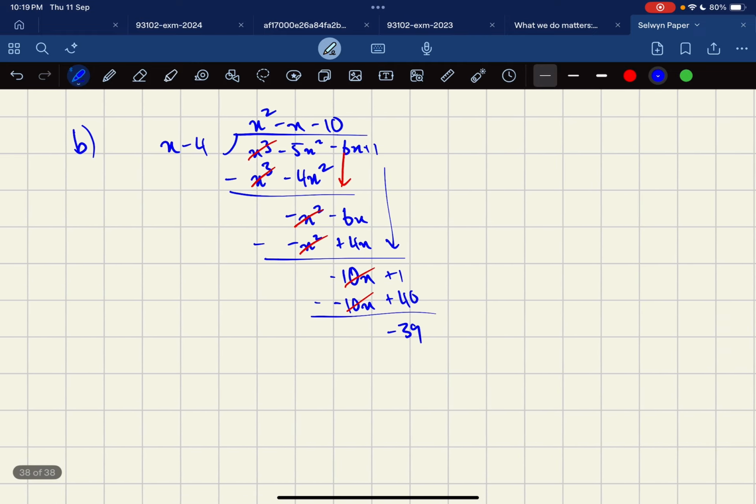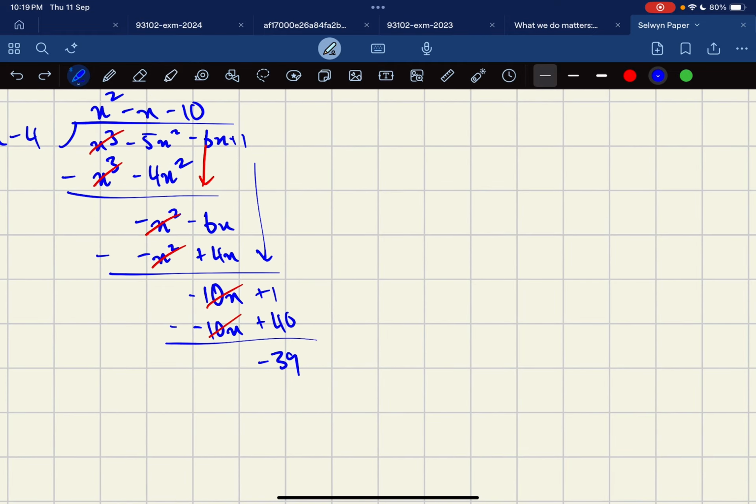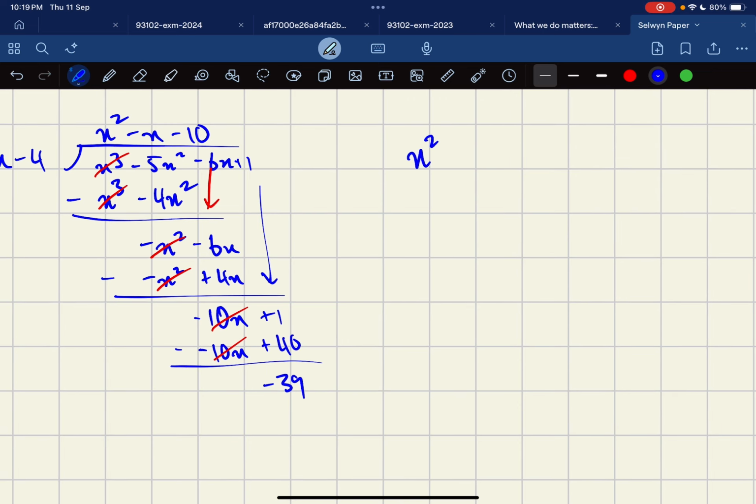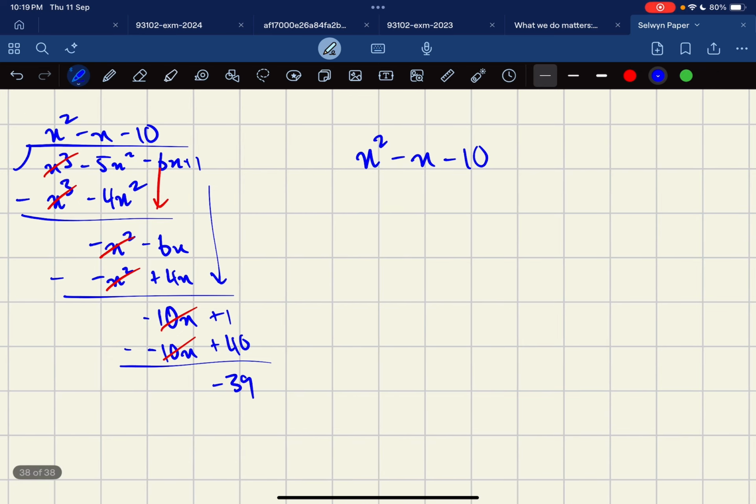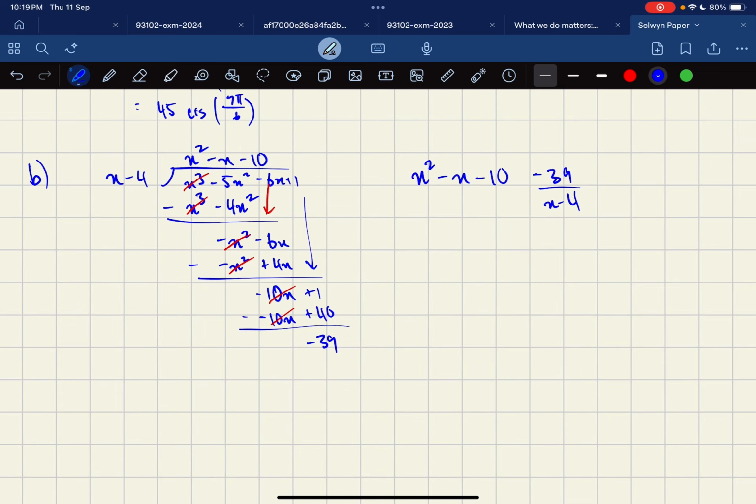So this is your remainder that cannot be divided by a linear factor anymore. So your quotient is going to be x squared minus x minus 10. So that's the quadratic that's resulting from dividing that cubic out. And then your remainder being minus 39 over that linear factor. So that's your answer.